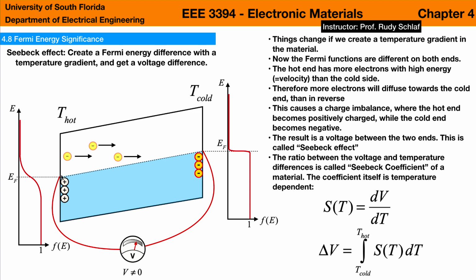So this build-up of a voltage across a material due to a temperature gradient is called the Seebeck effect. Each material has a Seebeck coefficient, which is a material property, and the Seebeck coefficient essentially tells you how much voltage is produced depending on a certain temperature difference. Now the Seebeck coefficient itself is temperature dependent. Therefore, if you wanted to calculate the voltage based on a temperature gradient, you would have to evaluate this integral over the Seebeck coefficient in dT.